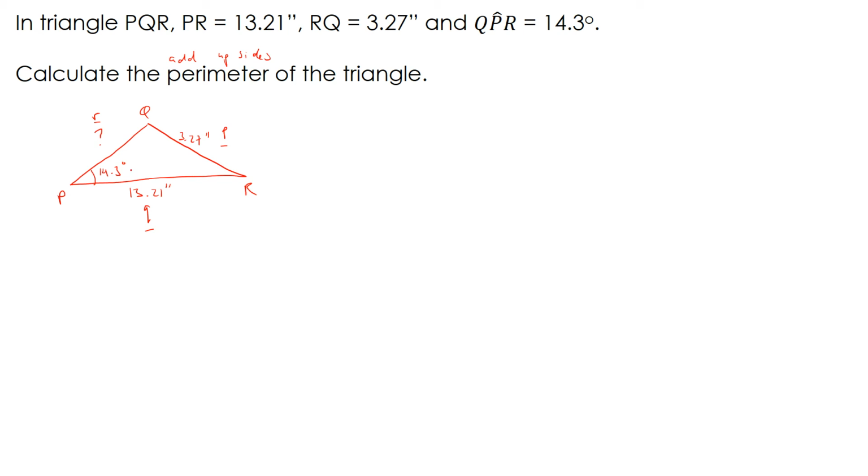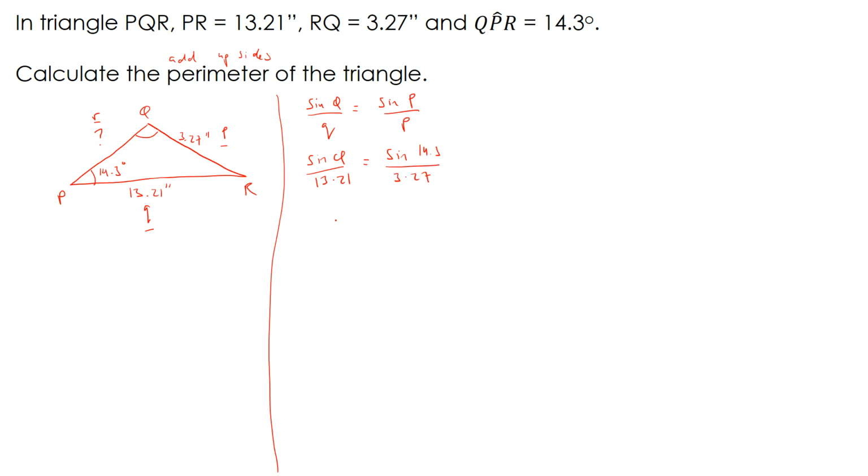I notice that I've got a matching pair here. I've got one side with this angle here. So I think I'll try and find, I could find angle Q first, couldn't I? All right, I will use sine Q over Q is sine P over P and put my numbers in. Okay, let me do my little separator just in case it gets a bit messy. All right, so sine Q over 13.21 is sine 14.3 over 3.27.